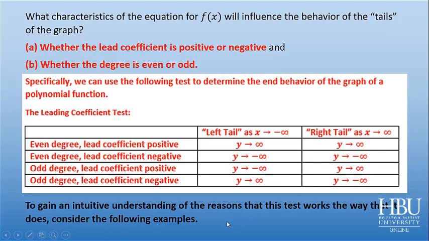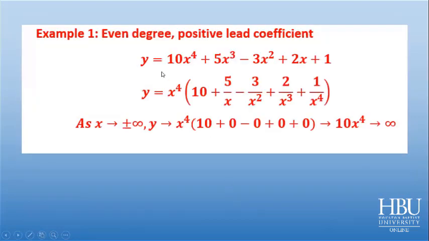To gain an intuitive understanding of the reason that this test works the way that it does, consider these examples. Here is a polynomial function y equals 10x to the fourth plus 5x cubed minus 3x squared plus 2x plus 1. The highest exponent on the variable in any one term is 4, so this polynomial has degree 4, an even degree. Its lead coefficient, the coefficient of the highest power of x, is 10. So we have an even degree, 4, and a positive lead coefficient, positive 10.